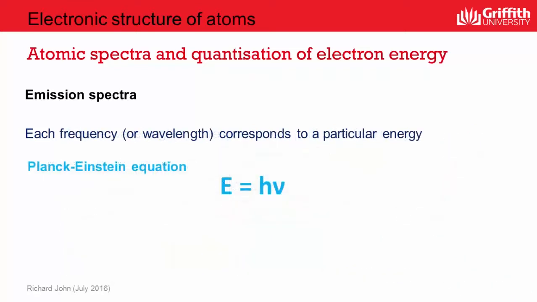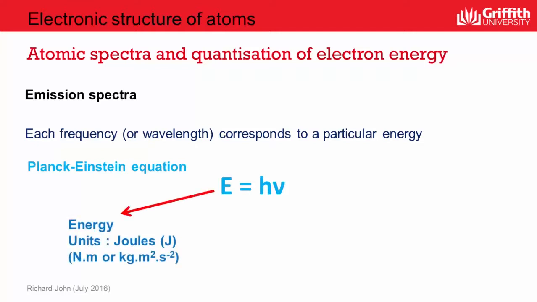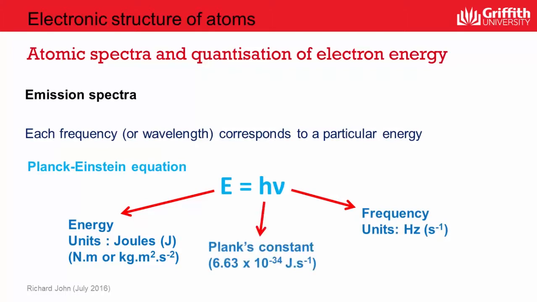It's also important to know that each wavelength or each frequency of light corresponds to a particular energy, described by the Planck-Einstein equation, which shows that the energy is directly proportional to the frequency via a proportionality constant called Planck's constant, which has a value of 6.63 by 10 to the minus 34 joules per second.